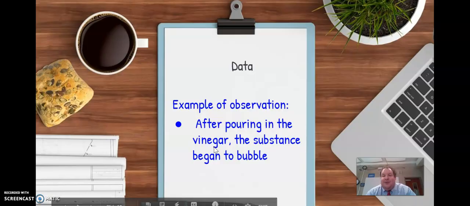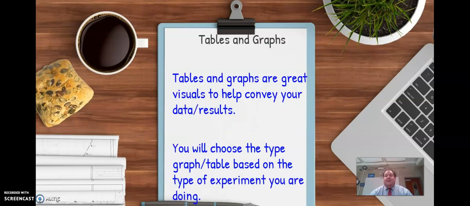So an example of an observation that I might have seen during the data collection: After pouring in the vinegar, the substance began to bubble. That's just a good example of a way to write an observation. This is also the section where you're going to have tables and graphs. Tables and graphs are just awesome visuals that help convey the data and results.